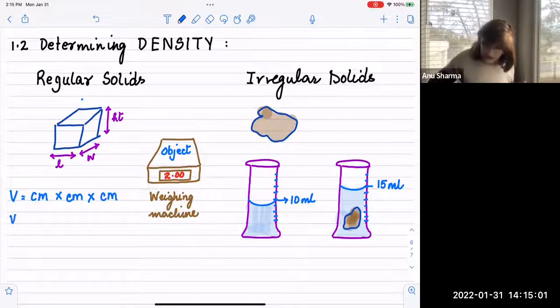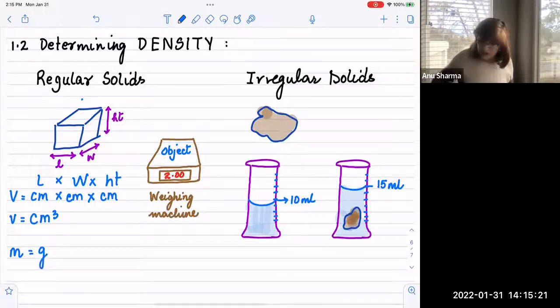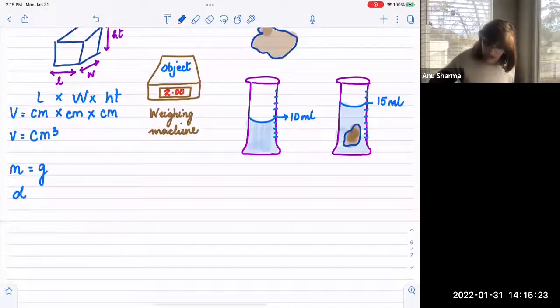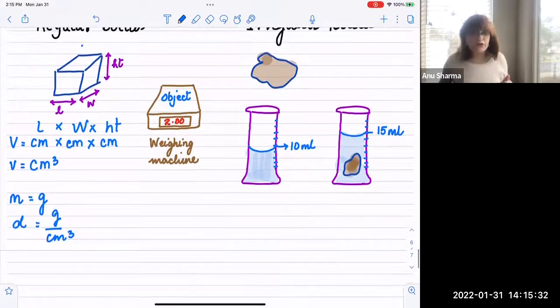For a well-defined or regular solid, you get a volume in cubic centimeters: length times width times height. Mass is determined from the weighing machine, so mass comes out in grams. To find the density of this regular object, you take the grams and divide by the cubic centimeters.